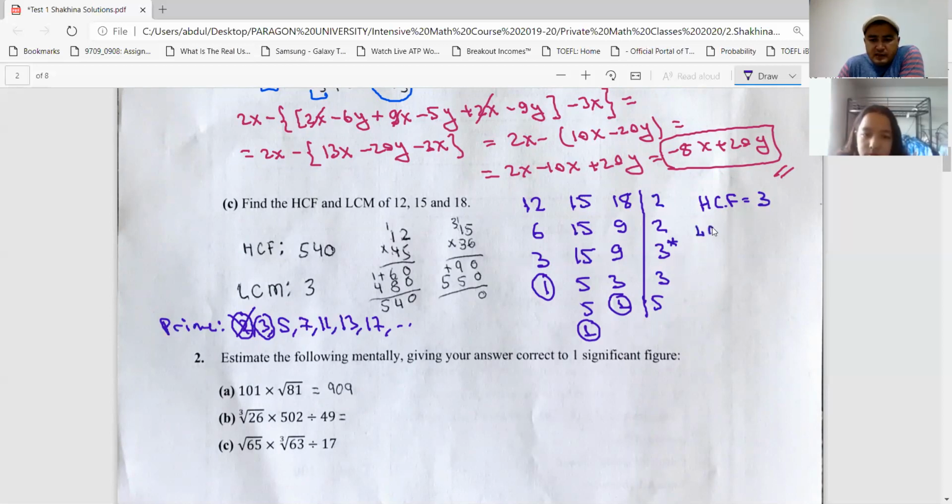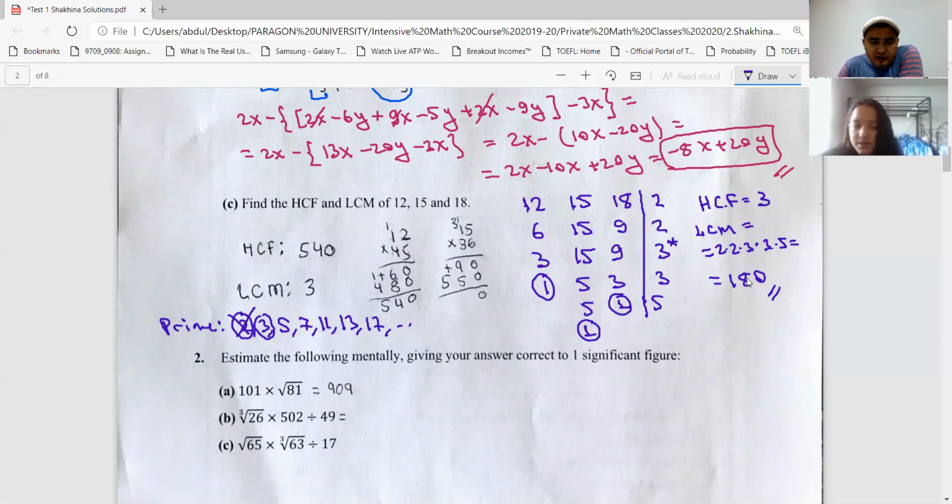How about least common multiple? Shahina, to find the least common multiple, you have to multiply all these numbers together. That's equal to 2 times 2 times 3 times 3 times 5. 2 times 2 is 4, 4 times 3 is 12, 12 times 3 is 36, 36 times 5. What is 36 times 5? 180, right? Oh, yeah, I got it.